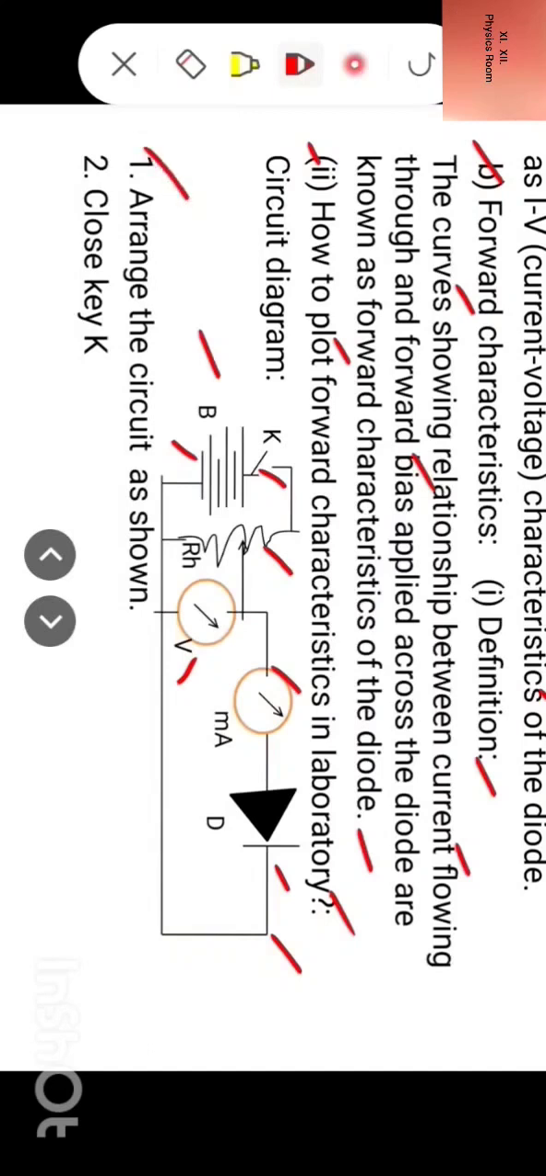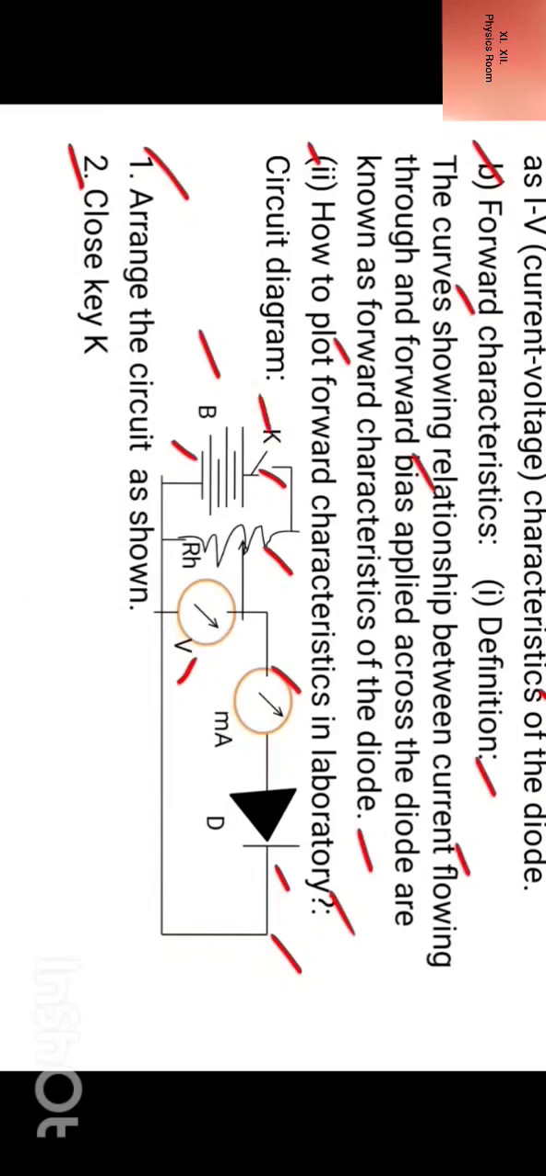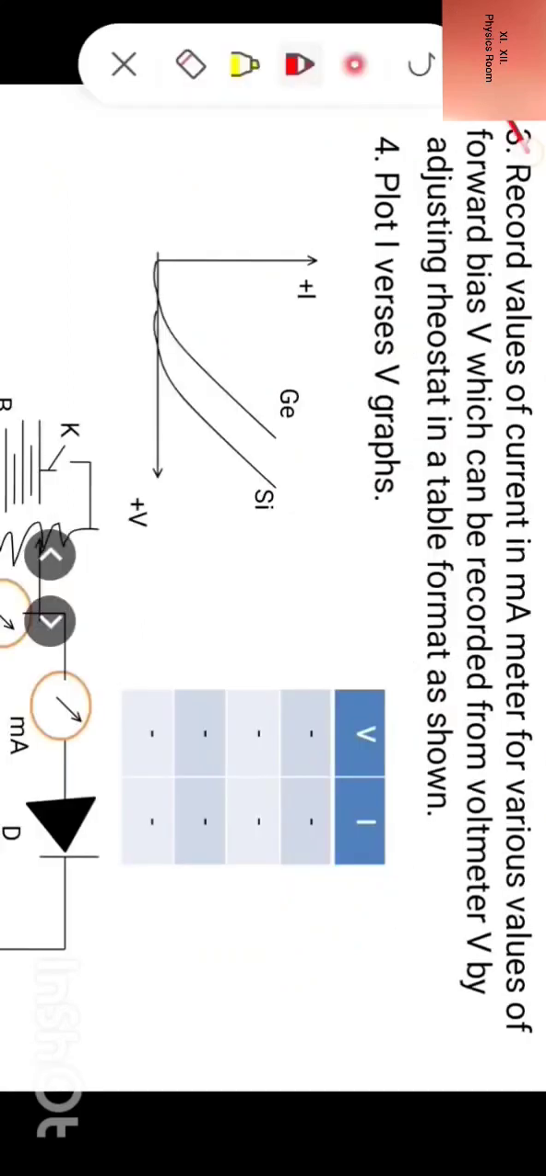First step is arrange the circuit as shown. In the next step, you close key K. After closing key K, the circuit will become active. Third step, record values of current in the milliampere meter for various values of forward bias V, which can be recorded from voltmeter V by adjusting the rheostat, in a table format as shown.